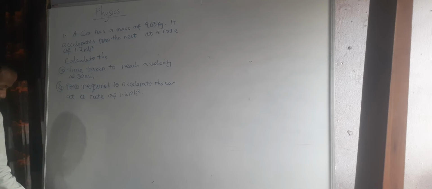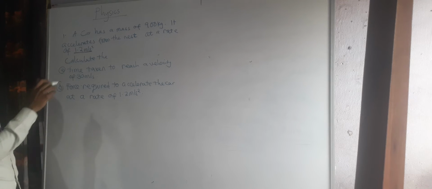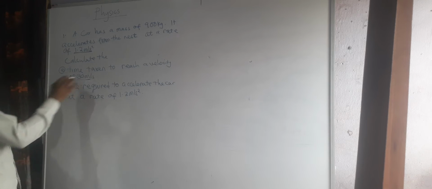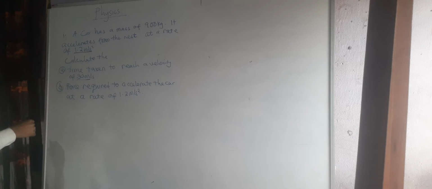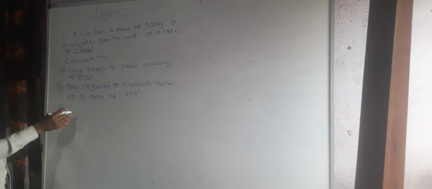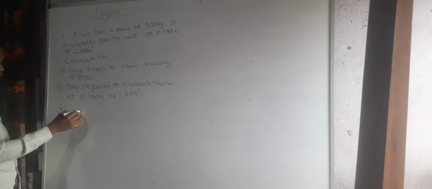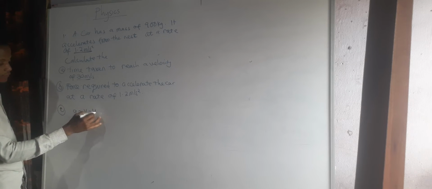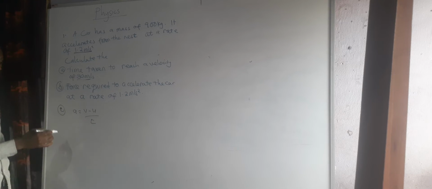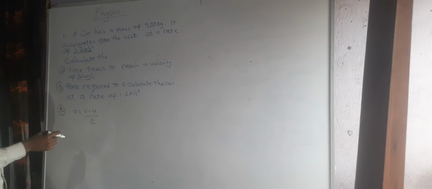So here, if you look at what we have been given, we have the acceleration, we have also the velocity, which is the final velocity, and the initial velocity. So we were supposed to use the formula for acceleration: acceleration is equal to final velocity minus initial velocity over time taken. We just make time the subject of the formula.